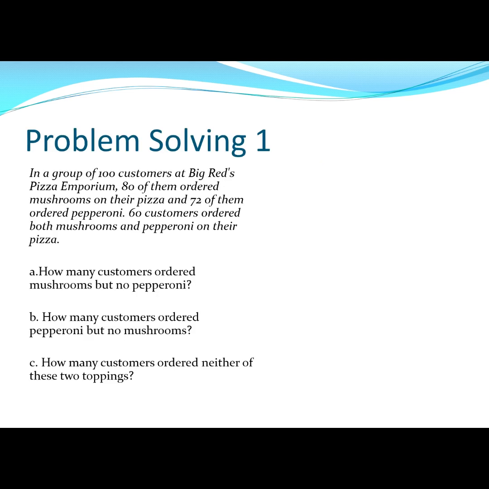And we have our first problem. In a group of 100 customers at Big Red's Pizza Emporium, 80 of them ordered mushrooms on their pizza, and 72 of them ordered pepperoni. 60 customers ordered both mushrooms and pepperoni on their pizza. So we have 3 questions to answer. The first question is, how many customers ordered mushrooms but no pepperoni? All right, let's go ahead and set this up.